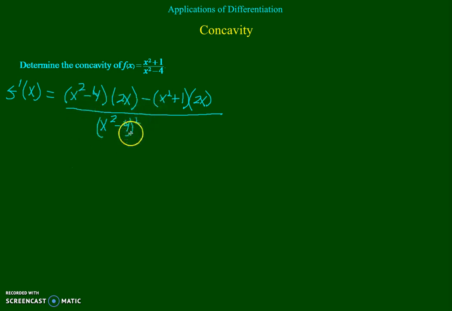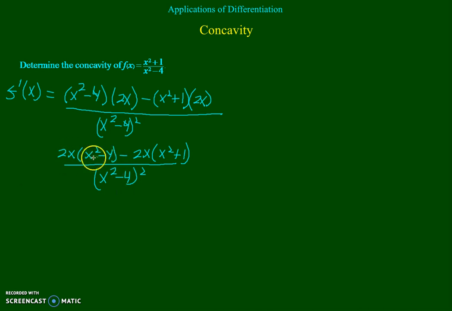Now to simplify this, we have 2x times x squared minus 4 minus 2x times x squared plus 1, all over x squared minus 4 squared.